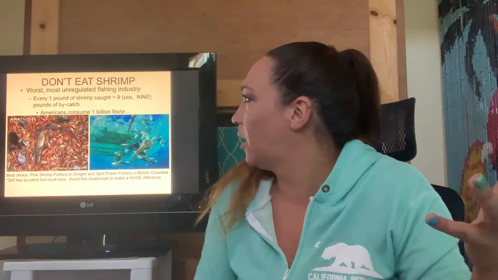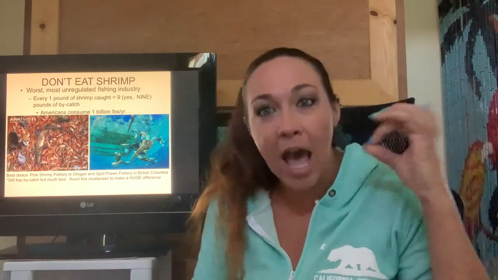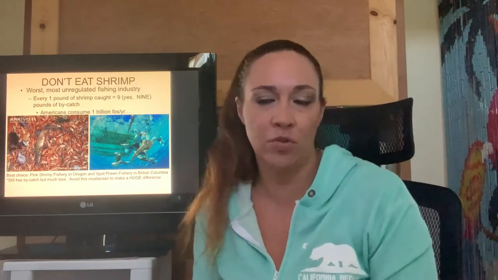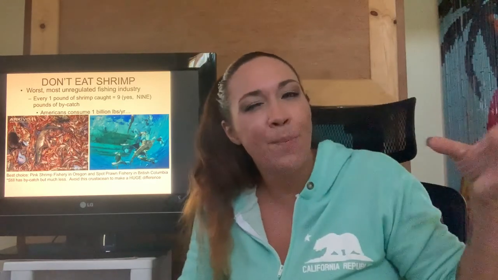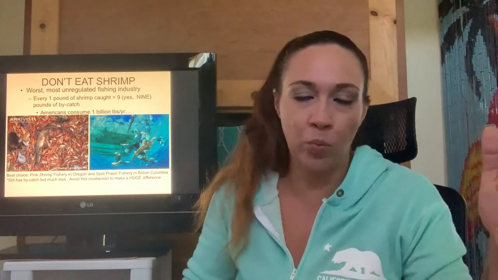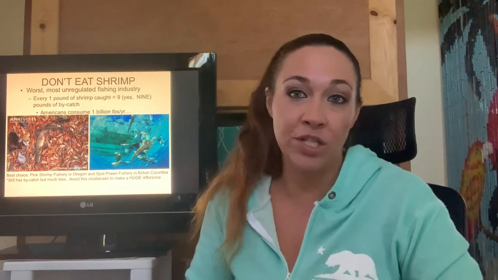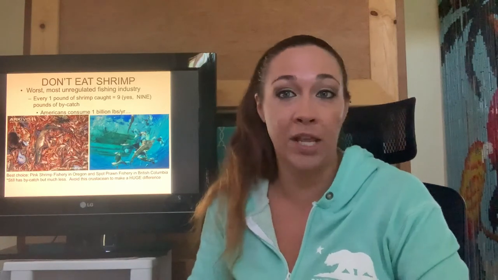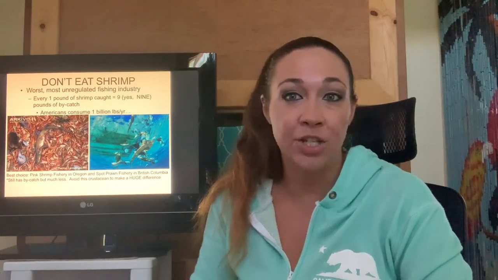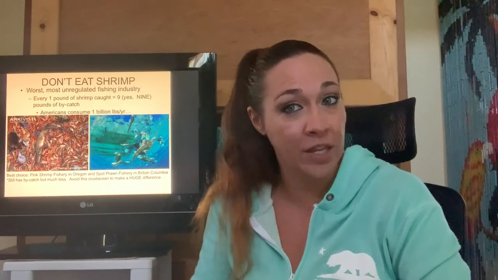It's what is it? 9 pounds? 9 pounds! 9 pounds of bycatch for 1 pound of shrimp. So 1 pound of shrimp, 9 pounds of other things had to die for your 1 pound of shrimp. That is super wasteful. That is just hugely wasteful. So this is one of those fishing industries that are just super unregulated and very improperly managed. And it's killing so many things.